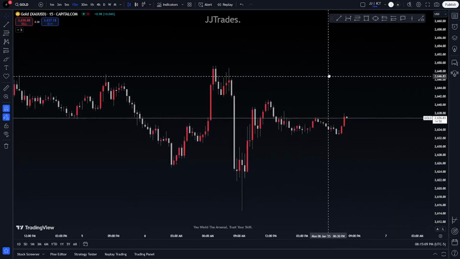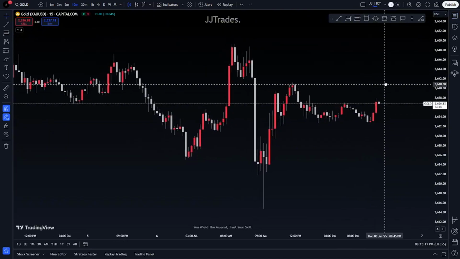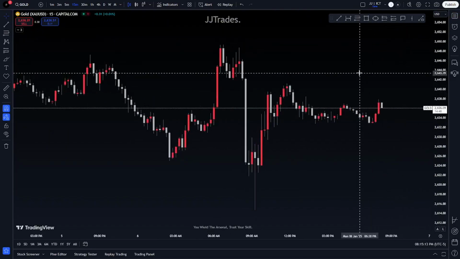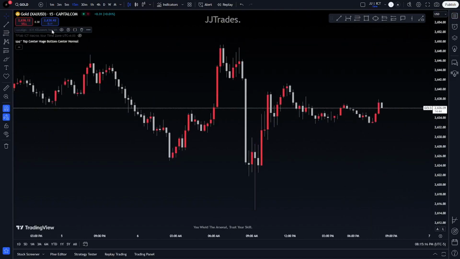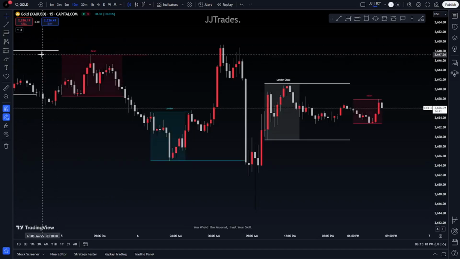But going back to what I was telling you just now, time always comes before price, because like I said in the kill zones episode, when a kill zone occurs, price moves faster. If you want to see this for yourself, I'll show you.